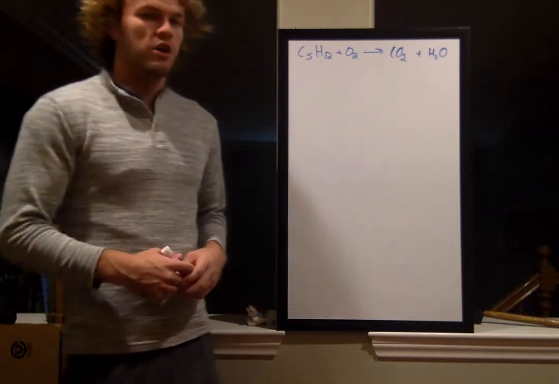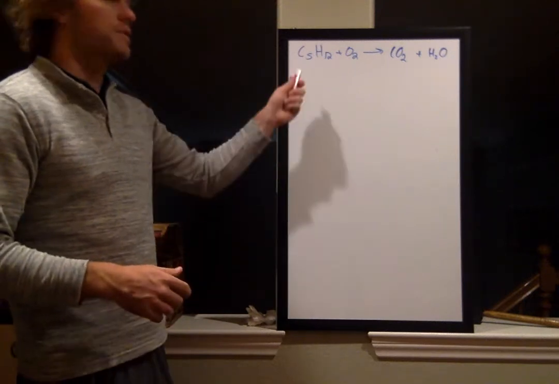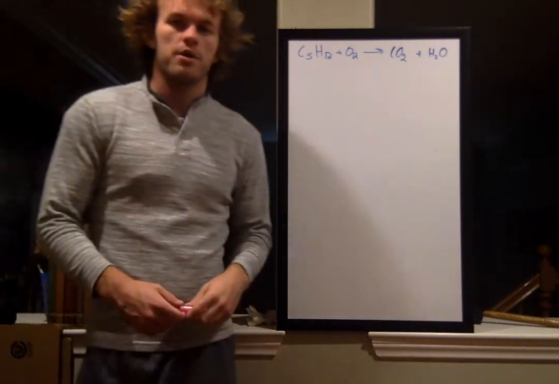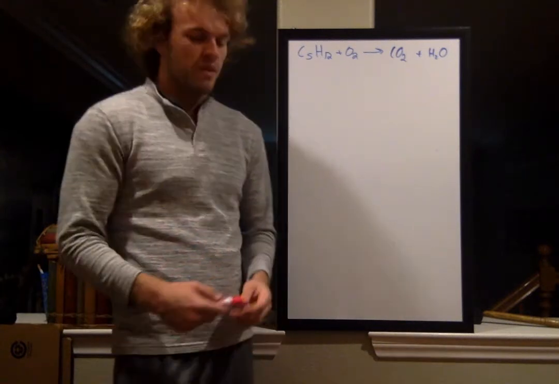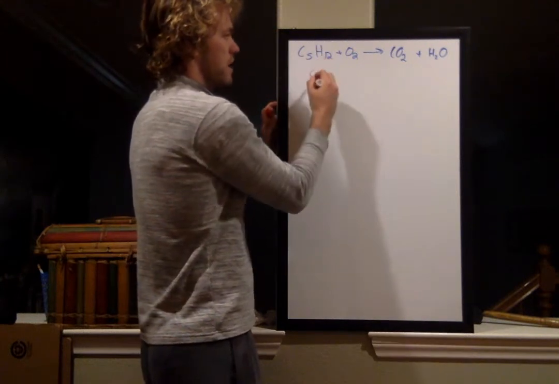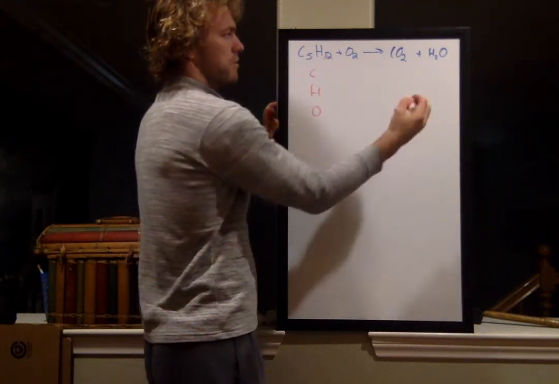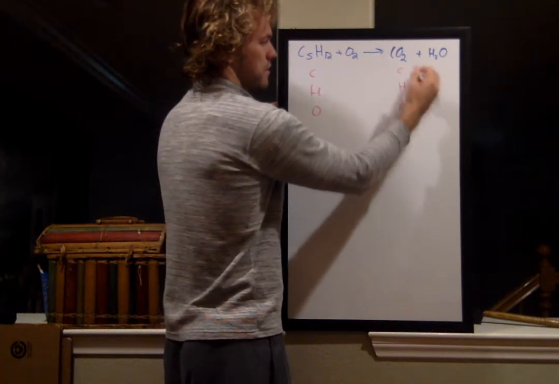Generally, what you'll be given is an equation, like a specific hydrocarbon that undergoes combustion with oxygen and yields carbon dioxide and water. The first thing you want to do is count the number of carbons, hydrogens, and oxygens on both sides and fiddle with the numbers until you find the right answer.